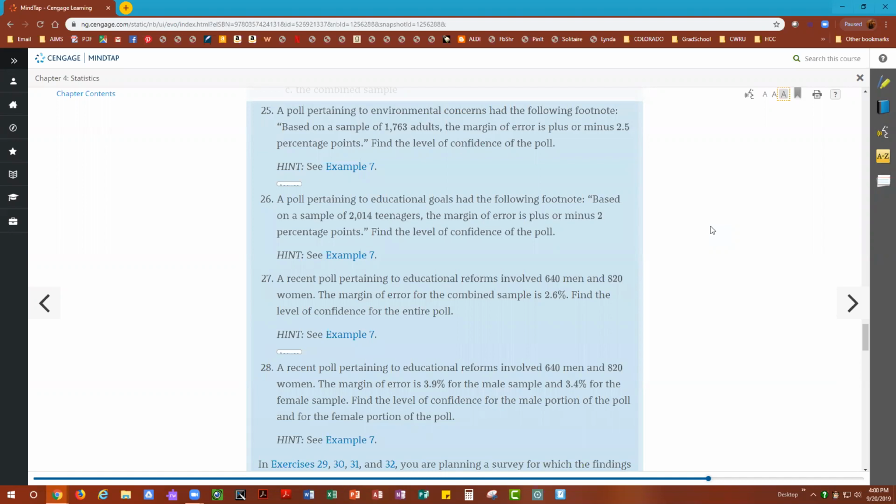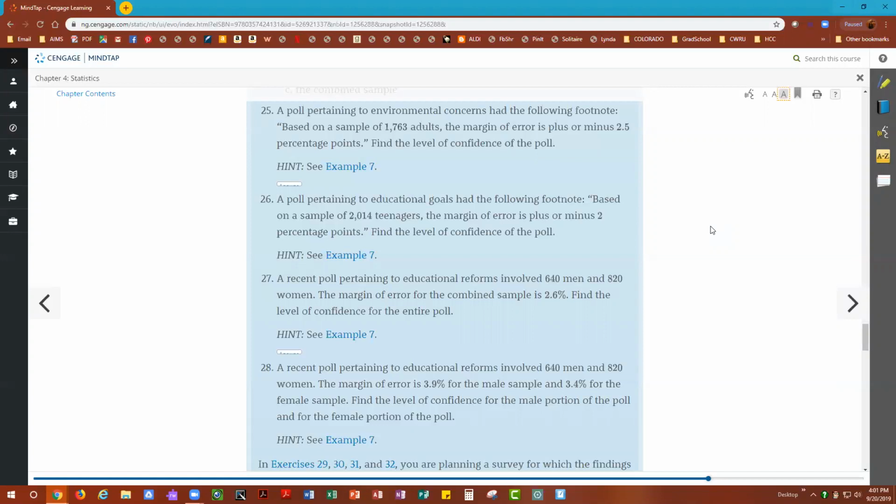Let's start here with example number 26 from your textbook, which will be on page 318 of your textbook. So this one is saying, a poll pertaining to educational goals had the following footnote based on the sample of 2014 teenagers. The margin of error is plus or minus 2 percentage points. Find the level of confidence of the poll.